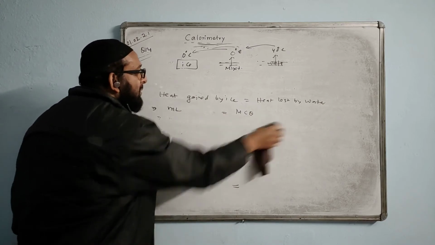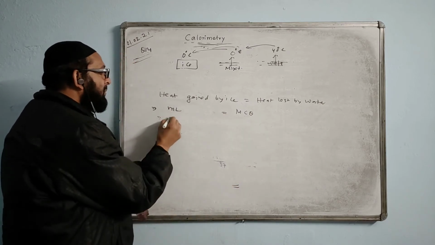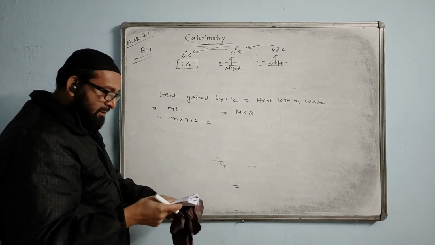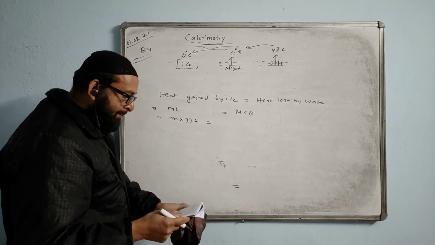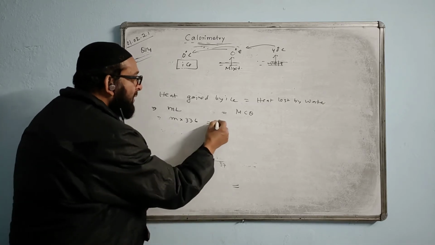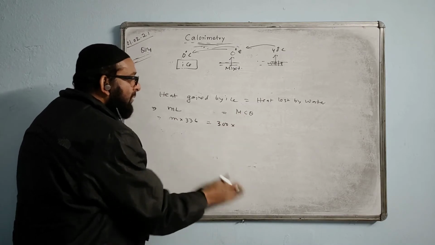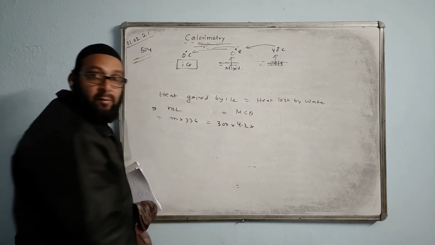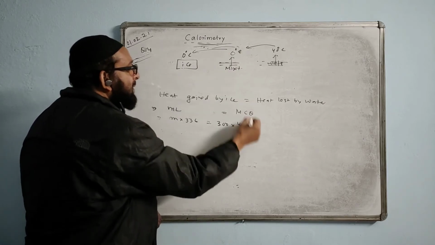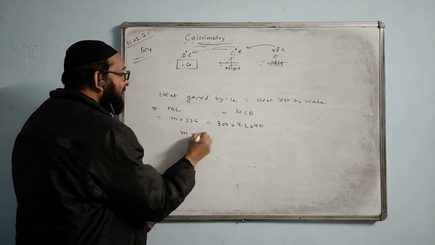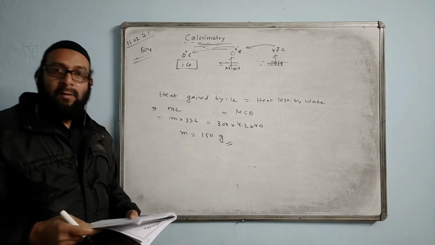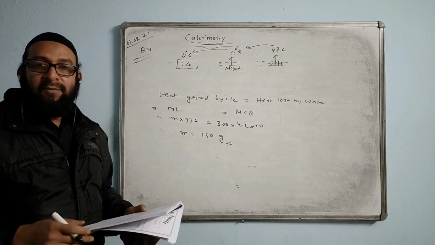Just calculate the answer. The mass of the ice needed: L is 336. The mass of the water given in the question is 300 gram. C value is 4.2. The value of theta is 40 minus 0, 40. Get the value of m. The value of m becomes 150 gram. Mass is coming 150 gram.